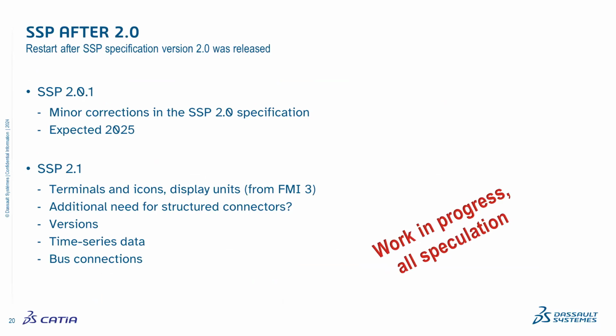So what happens now after 2.0? Well, we can expect a minor revision, SSP 2.0.1, with minor corrections in the specification, and it can be expected any time now. And of course, we have started looking at what might be SSP 2.1, extending with terminals and icons from FMI3, maybe version management, maybe definition of time series data or bus connections. Well, all of this is work in progress, and it's mere speculation on my part. But I mean, it's a living project.